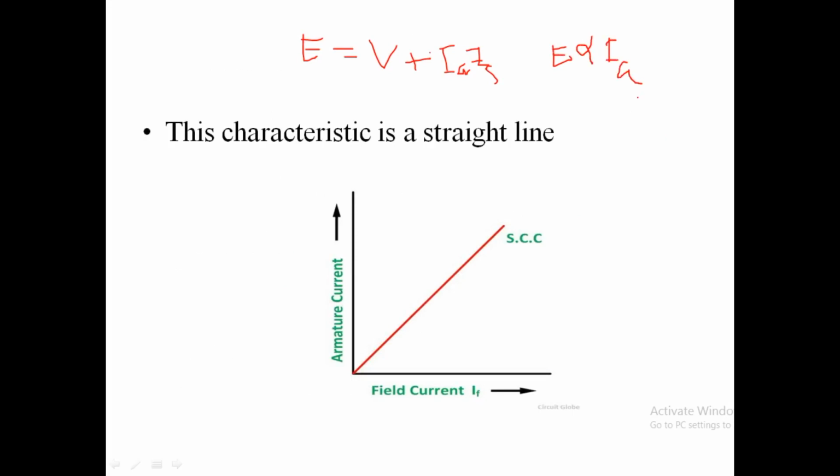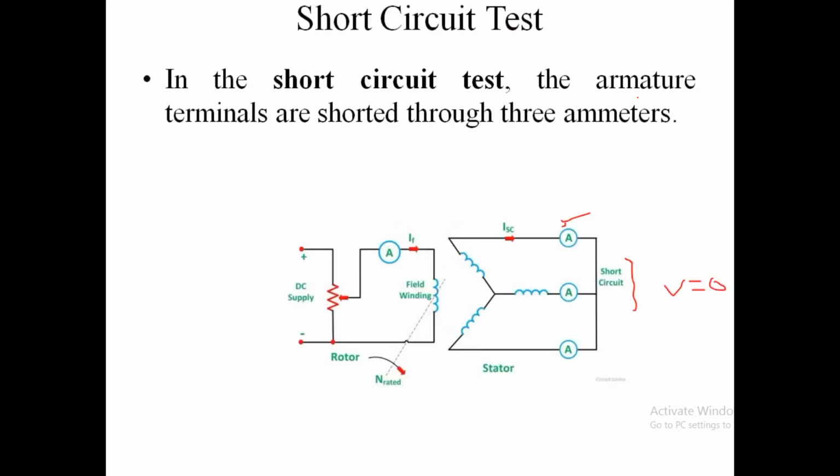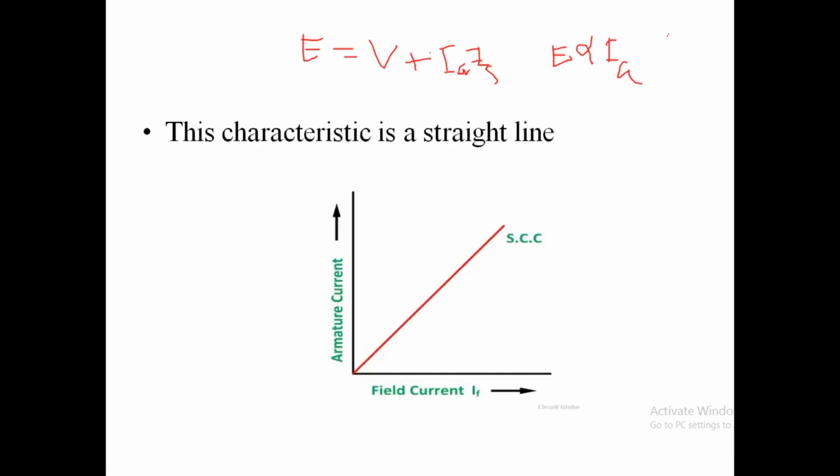What is the armature current here? The current flowing through the armature is I_SC, so I_A equals I_SC. So E is proportional to I_A, which is proportional to I_SC. E is also proportional to flux and to I_F. So you can say I_SC is always directly proportional to I_F. A curve between I_SC and I_F will again be a linear curve.